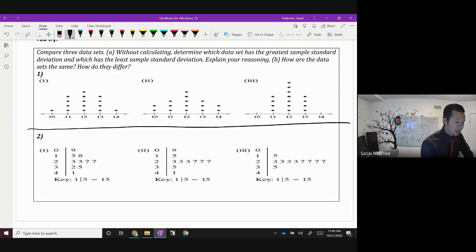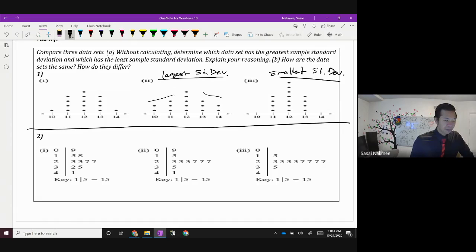So I'd say right here for number one, this one has the largest standard deviation. And that's because the data is, wait, no, I lied. Not that one. It would be this one. I'd say that one has the largest standard deviation because the data is more spread out, right? This one actually is a little bit closer together, but it's not as clumped as this one. This one has the smallest standard deviation.